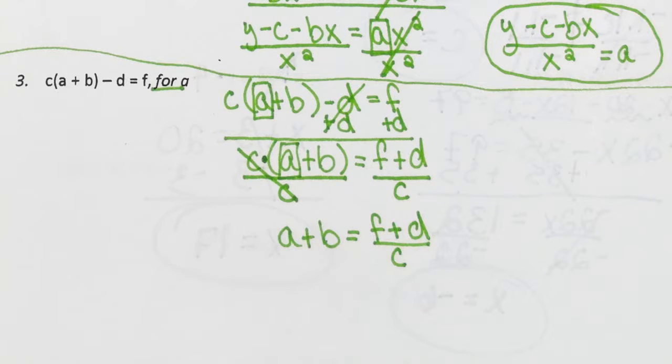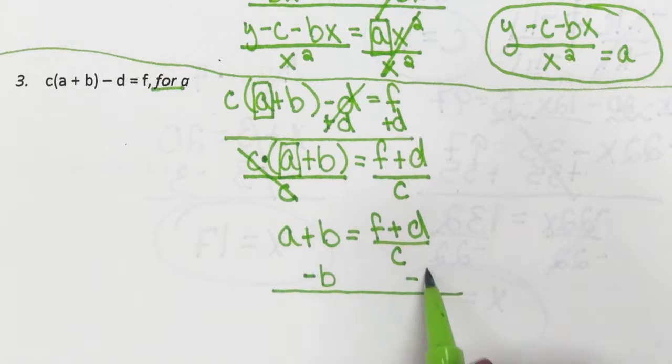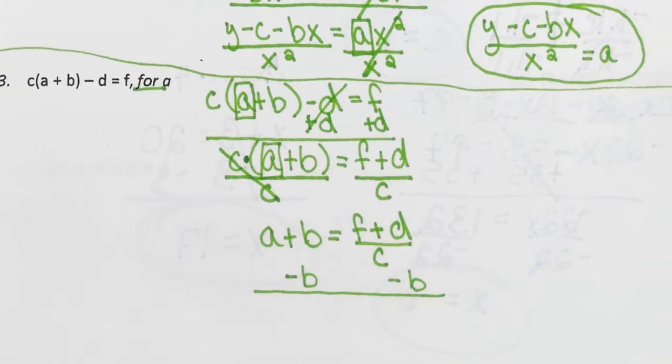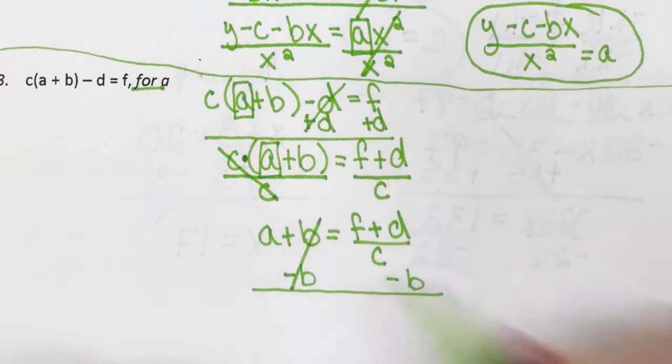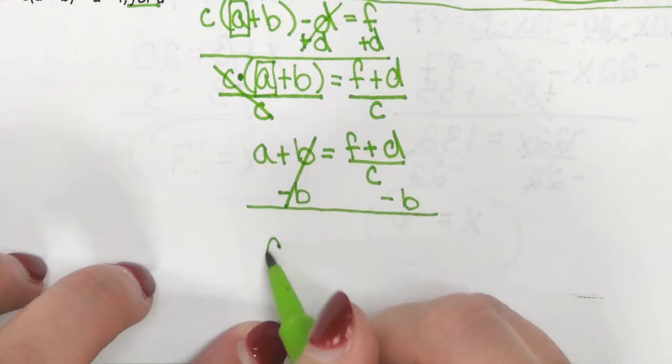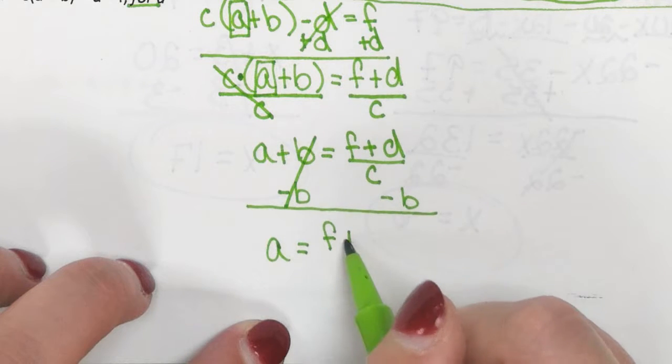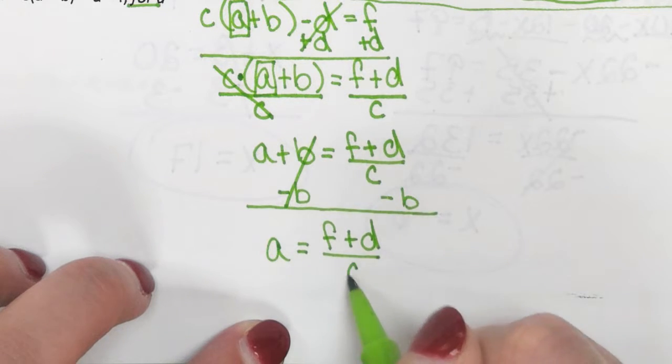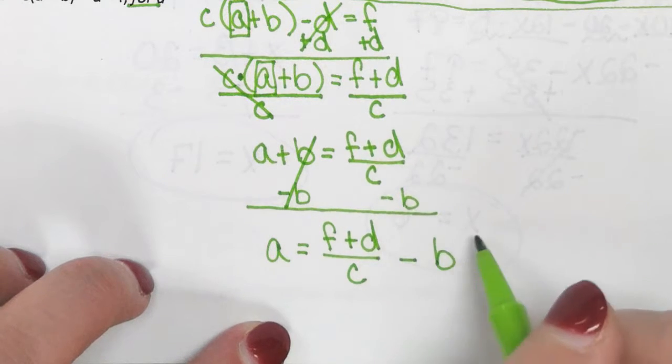And then one more thing and I'm done. Subtract the B. Now you just gotta be careful where you put that, okay? It goes on the side. Goes on the side, okay? So let's watch how we write this. B's cancel out. So I have A equals F plus D over C minus B.